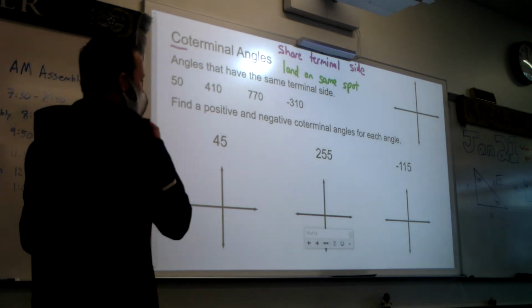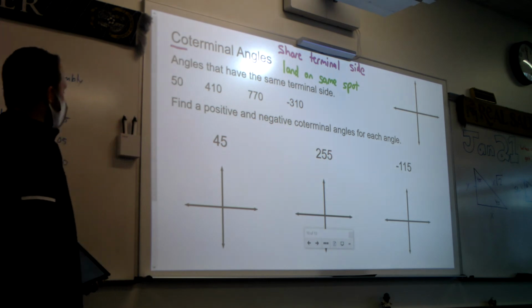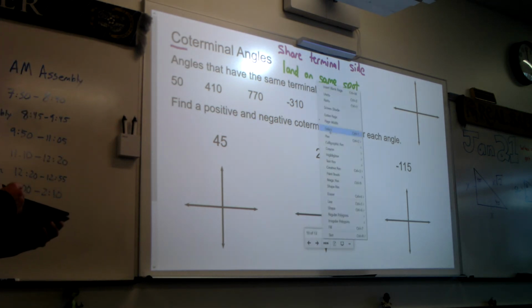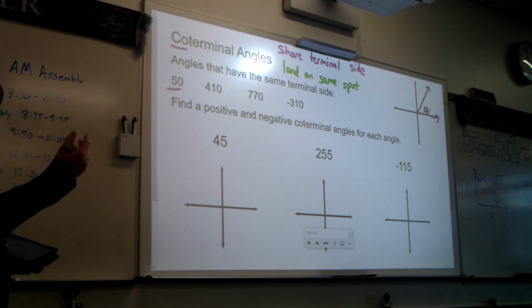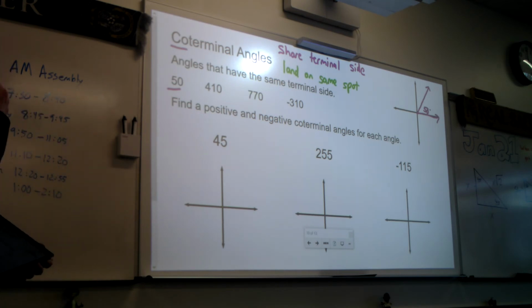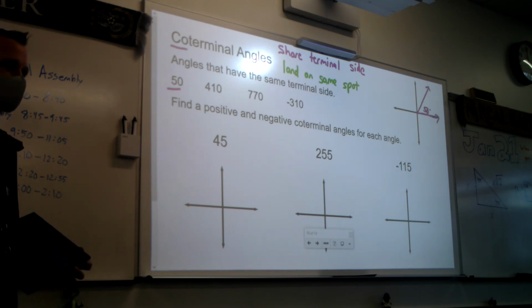Okay, so let me show you what I mean. Let's start by graphing 50. So Emma, can you help me with graphing 50? How would I graph that? Yeah, so it's in that first quadrant, because like I said, it's between 0 and 90. A little more than halfway. Does that seem about right? It's not perfect, but is that good enough? Yes. Okay, cool. So there's 50 degrees.